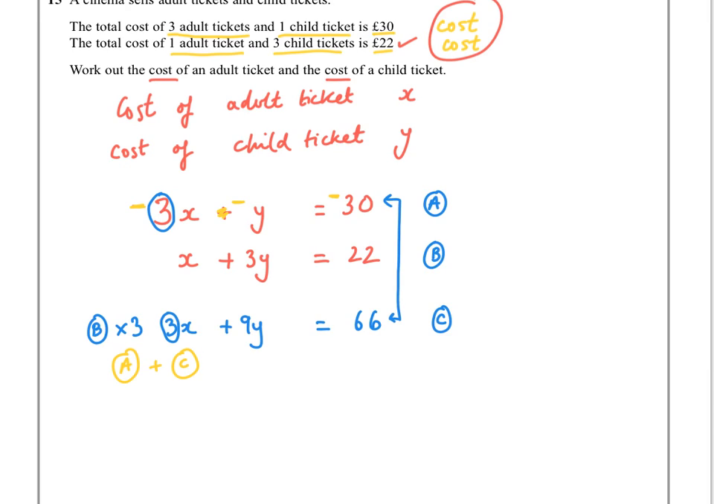So I'll end up with minus 3x and 3x is 0. I'll then have negative y and 9y. Well, that's going to give me 8y. And that's going to be equal to negative 30 and 66, which is going to be 36. I'll just keep these colours the same. And then y will just be 36 divided by 8, which is going to be 18 divided by 4, which is 9 divided by 2, which is £4.50. So you'd say £4.50, and that's going to be a child ticket.